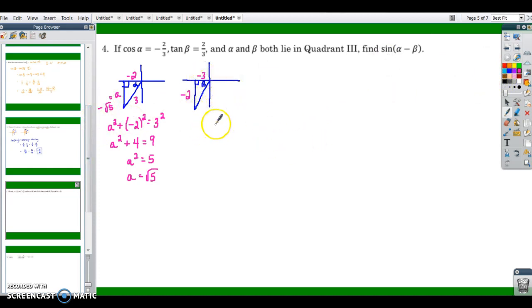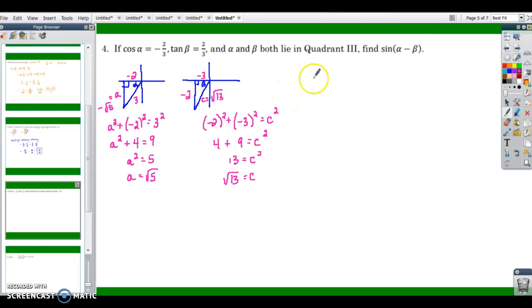So if I put them in now, I don't have to worry about it later. Let's go ahead and look at the other one. If I call this c, and I've got negative 2 squared plus negative 3 squared is equal to c squared. Gives me 4 plus 9. C squared is 13, so c is root 13. Again, hypotenuse is always positive.